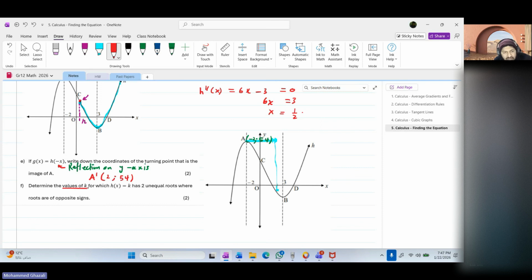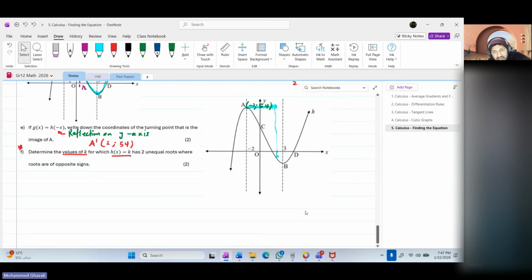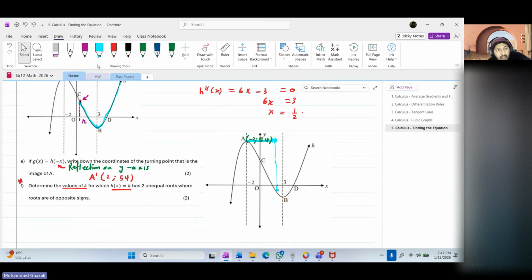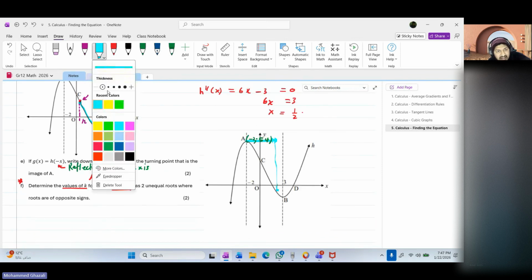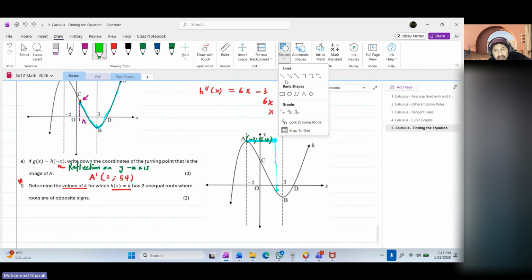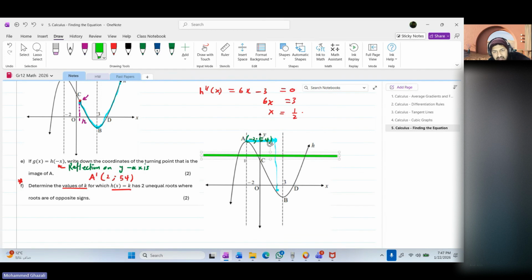Determine the value or values of k where h of x equals k has two unequal roots, where the roots are of opposite signs. Now, this is a very difficult question because it doesn't look like a question that we have done above with the roots, right? So I'm going to explain this. Let's use a horizontal line and cut, and then decide on what to do. But now how are you going to cut? You're not going to cut the traditional way where you're getting three roots.